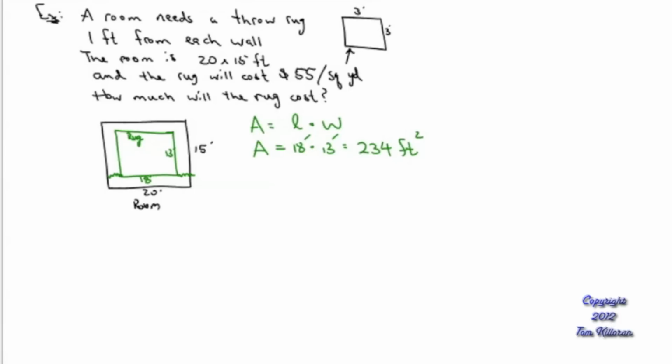Now, the rug costs $55 per square yard. But my rug is going to measure 234 square feet. I got to do a conversion. Now, is it easier to go from smaller measurements into larger measurements, or easier to go from larger measurements into smaller measurements? Larger to smaller. Always easier, because you're just going to get more of them. If you go the other direction, you're going to get fractions of them, and nobody wants to work with a fraction.